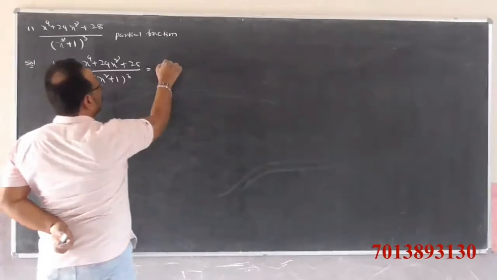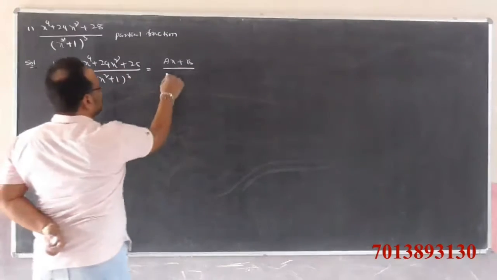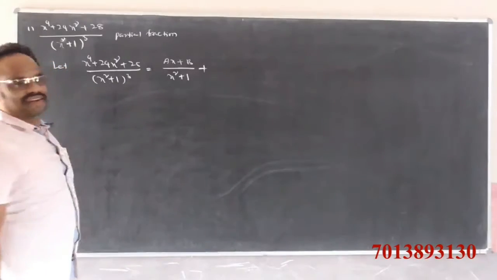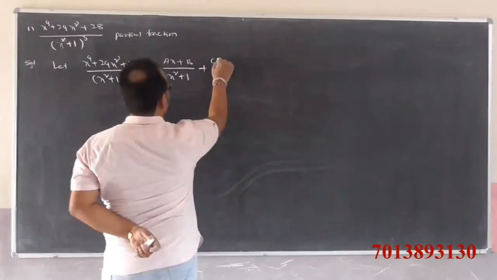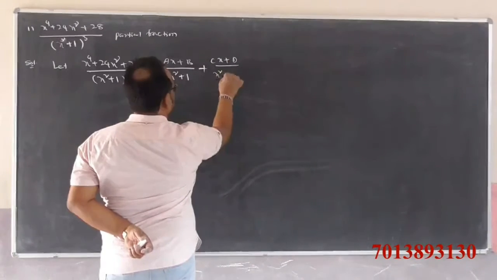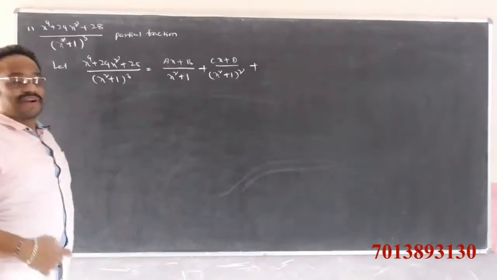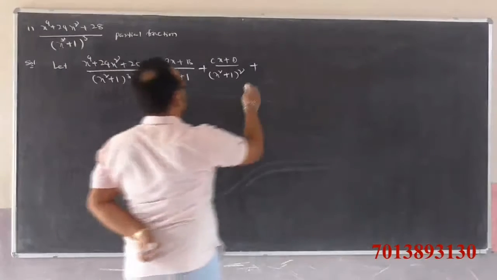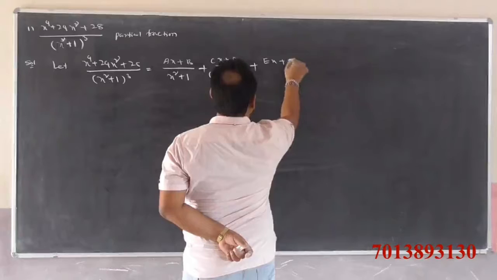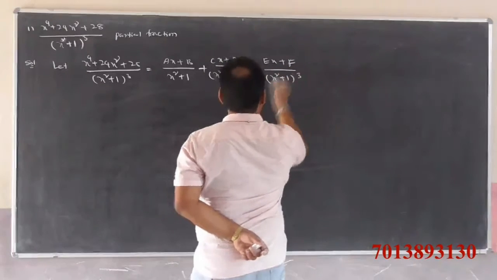So that's why we take the first one as the linear factor (ax + b) over (x^2 + 1), plus the next linear factor, take (cx + d) over (x^2 + 1)^2, plus, it is repeated also a third time, so take a, b, c, d, e: (ex + f) over (x^2 + 1)^3.